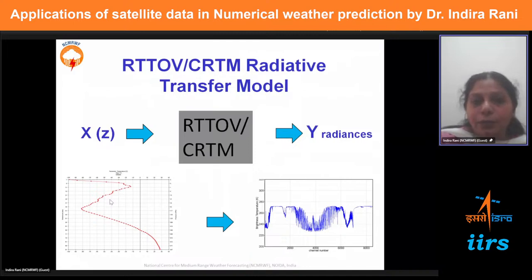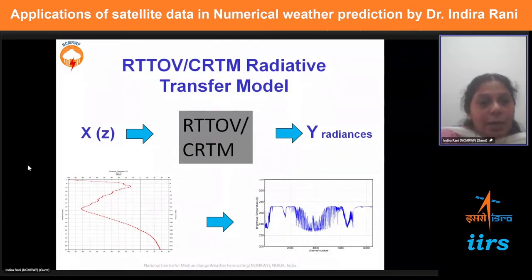Many of you may be using the WRF model. In the WRF model, there are two options for the radiative transfer model: one is RTTOV and one is CRTM. There are many other standalone radiative transfer models also. So you can use a radiative transfer model as standalone and as part of your model also.